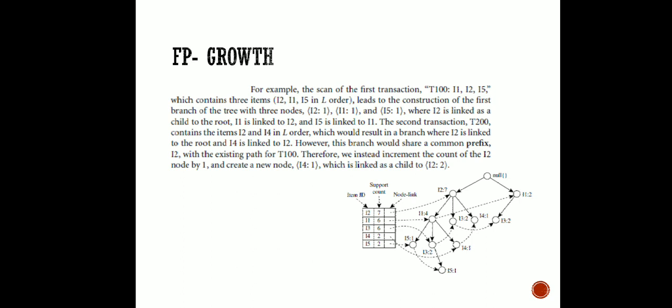So now what will happen? The count of I2 will be incremented by one more unit. You can see here we have created the new node called I4:1, and it has been linked to I2. So we will increment the node I2 by one more unit. I2's count was 1 and we have incremented it by one more. It will become 2 now. Okay, fine.